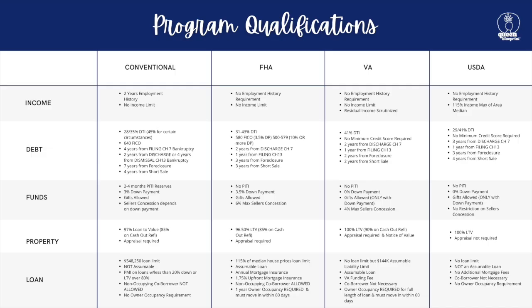You can get it 3 years from a discharge of a Chapter 7 bankruptcy, 1 year from filing a Chapter 13 bankruptcy, 3 years from a foreclosure, 4 years from a short sale. They don't give a crap about your history. Okay? No down payment requirement. You can do gifts, but it is only allowed if you do a down payment. There is no restriction on a seller's concession, which means sellers, lenders, realtors can give you whatever they need to get you to the closing table.